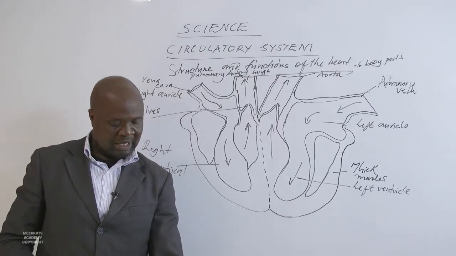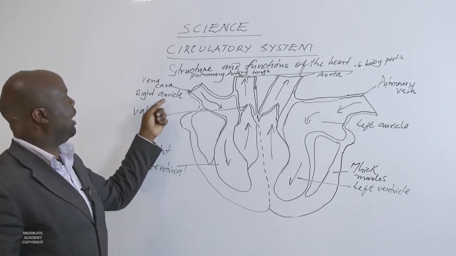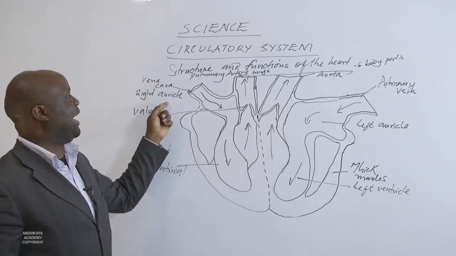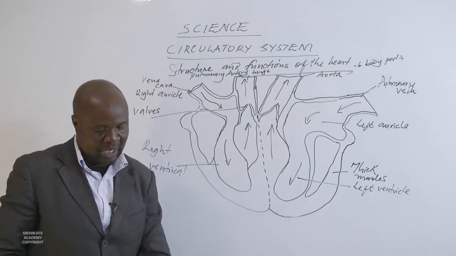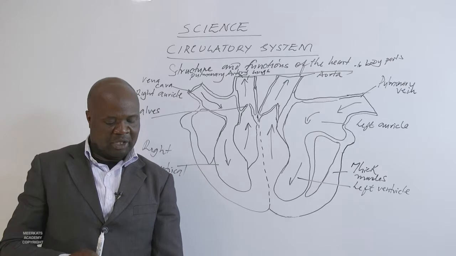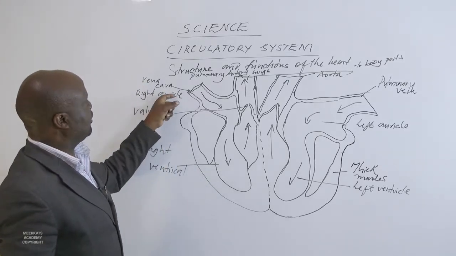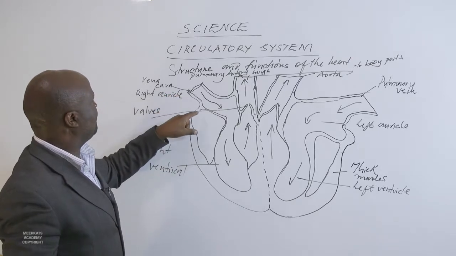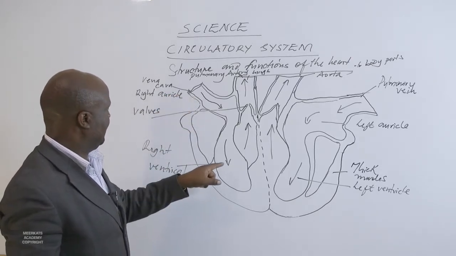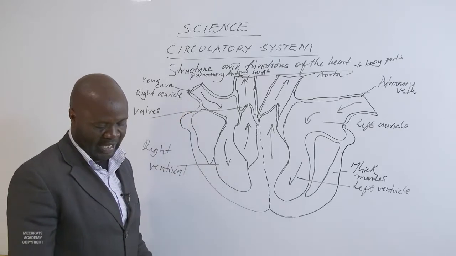The heart is connected to four vessels, and these are: one, the vena cava, which brings blood from different parts of the body to the heart. What is the vena cava? It carries deoxygenated blood from the body to the right auricle. Then the blood goes from the right auricle to the right ventricle. That is correct.